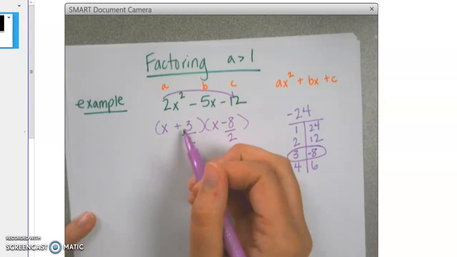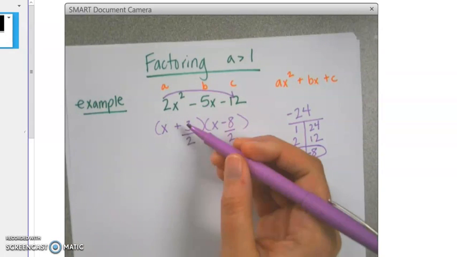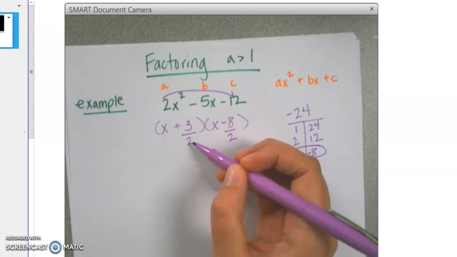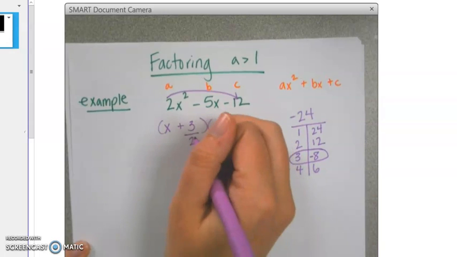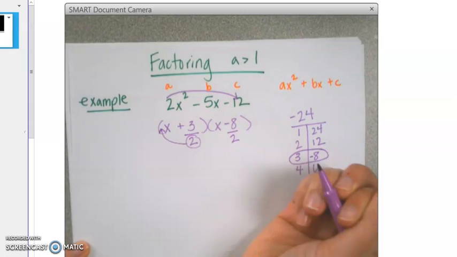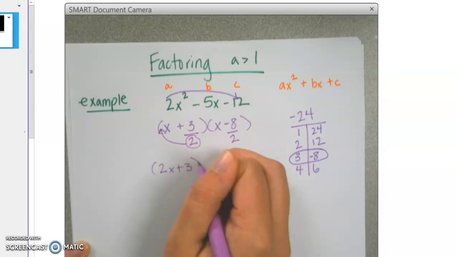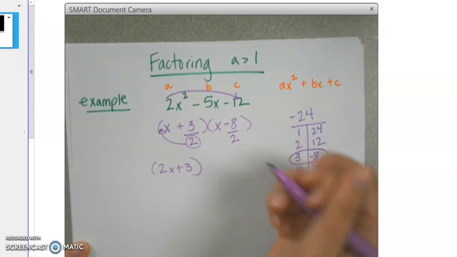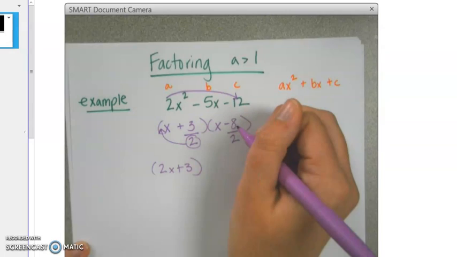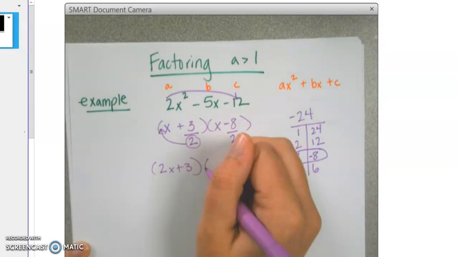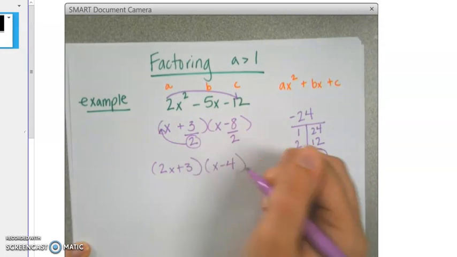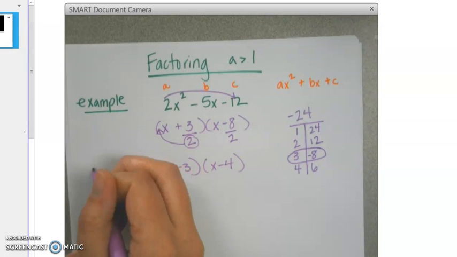So if it doesn't divide pretty or nicely, 3 divided by 2 is not a pretty number, then you simply bring it up. So this factor is actually going to be 2x plus 3. Notice the 2 came up. This one does divide nicely. 8 divided by 2 is 4, so I get x minus 4. So these are my factors.